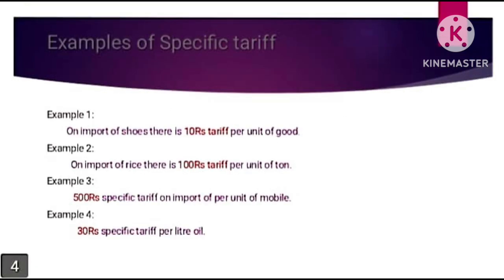Here are some examples of specific tariff. For example, when we import shoes, in each pair of shoes there is 10 rupees tariff per unit of good. So we are not referring this tariff to the value of good. We refer this tariff to the unit of goods. For example, on import of rice there is 100 rupees tariff per unit of ton and 500 rupees specific tariff on import of per unit of mobile.